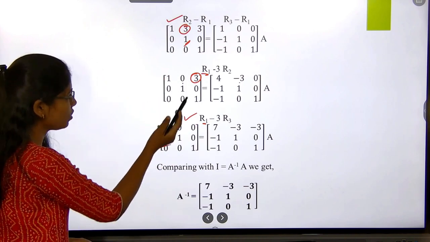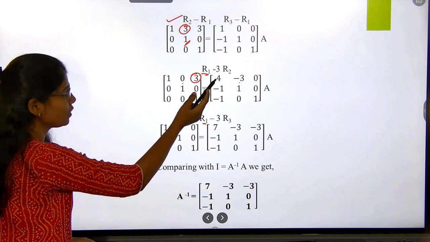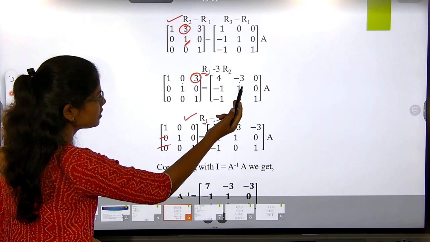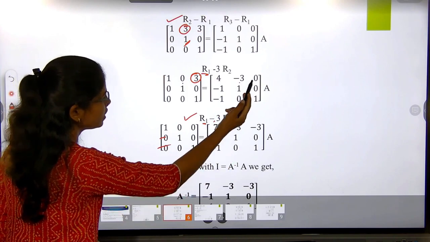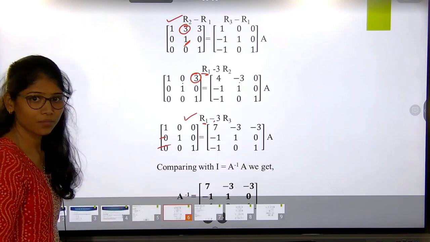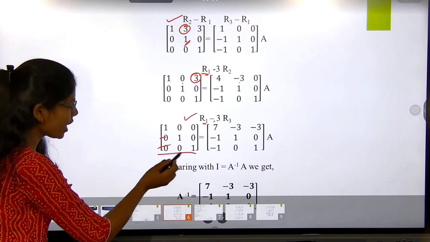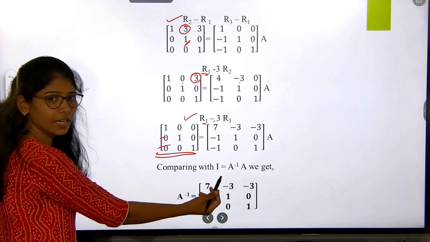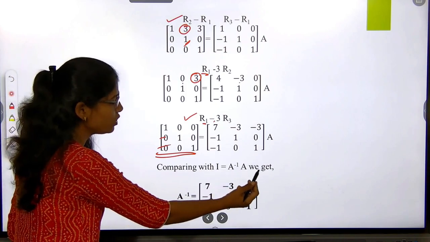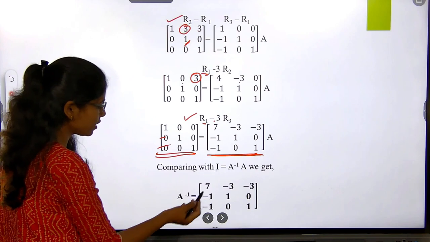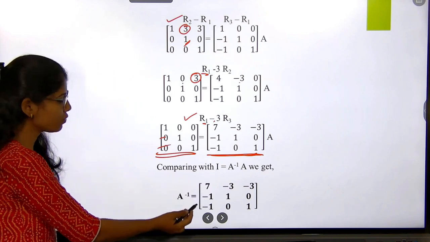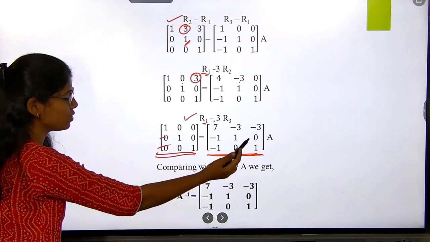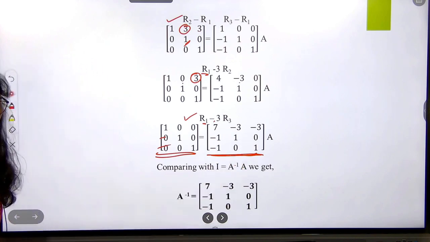0 minus 0 is 0, 3 minus 3 is 0. Then 4 plus 3 is 7, minus 3, 0, so it is minus 3, 0 minus 3 is minus 3. Now look here, this is your identity matrix. Comparing with identity equals A inverse into A, we get this value as A inverse. So A inverse equals 7, minus 3, minus 3, minus 1, 1, 0, minus 1, 0, 1. This is your A inverse.